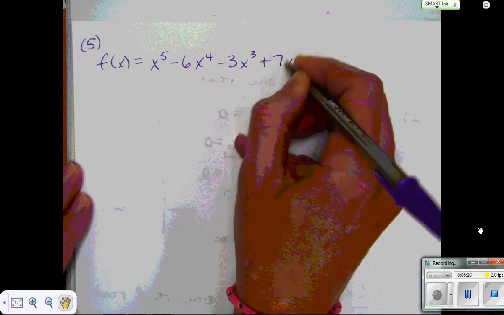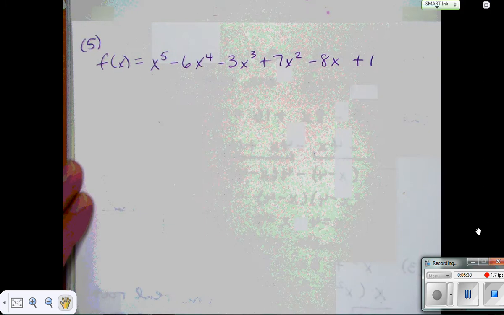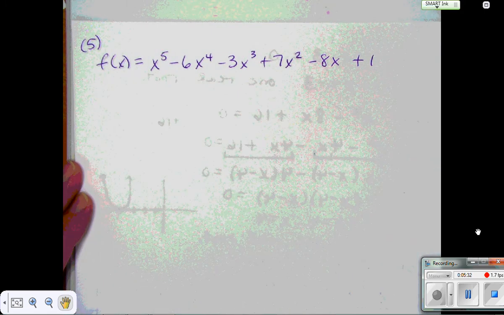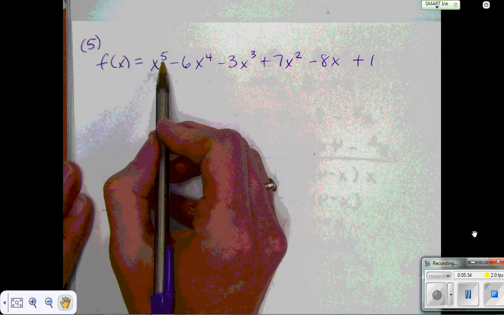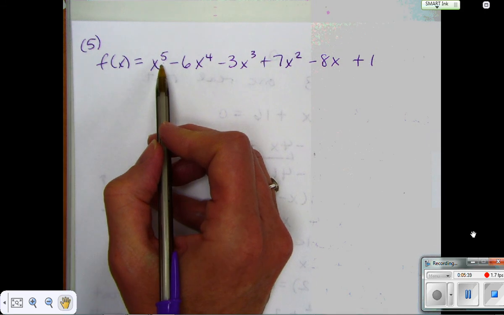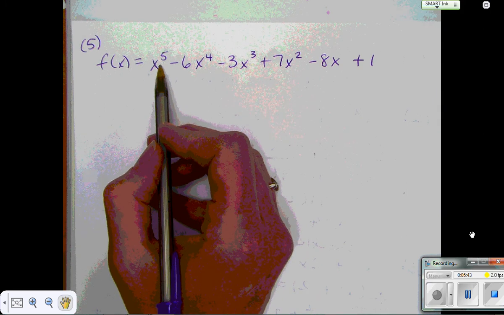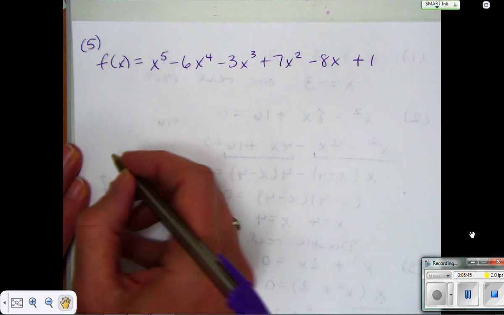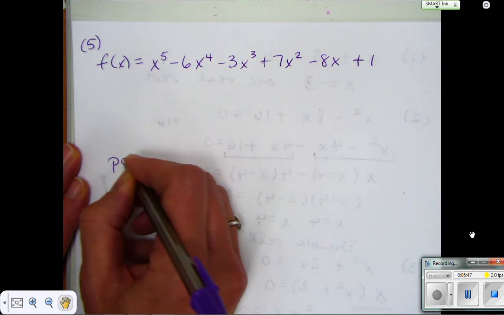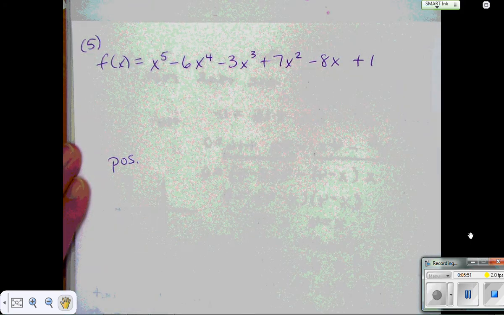All right, so first of all, we need to look and see what the degree is. The degree is 5, so I'm going to have 5 roots total, period. That's real numbers, imaginary roots, all of it combined. So first I'm going to figure out possible positive zeros. How many could I have? Not what they are, but how many positive roots could I have?